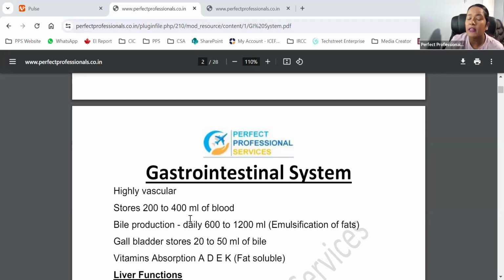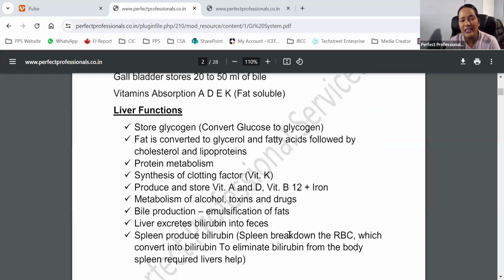Okay, fat की digestion के वास्ते अपन को bile की requirement होती है. Gallbladder stores 20 to 50 ml of the bile. जेड़ा bile बनिया वा ओदी storage किथे जाके होंदी है? Gallbladder. कितना approximately up to 20 to 50 ml of storage करता है. Okay, vitamin absorption ADE happens in the liver. Okay, liver functions again same, continue. Store glycogen, converts the glucose to the glycogen.